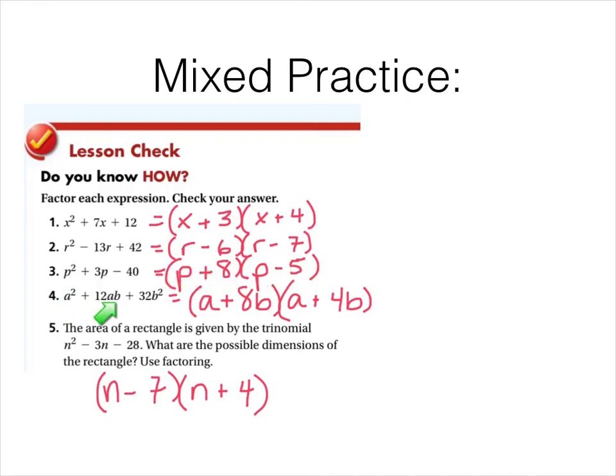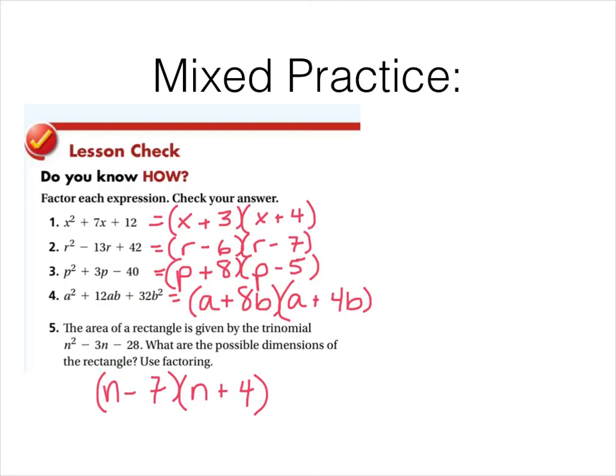Now this one's a little different. Notice that the 32 has a B squared on it. That just means that the constant in each binomial has a B on it. Because then when you multiply outer, you get plus 4AB, and then inner plus 8AB, and that's plus 12AB. And 8 times 4, 32, B times B, B squared. So there's not a lot of difference there. That's all we have to do, tack on that extra variable. Down here, we have factors of negative 28 that add up to negative 3. It's negative 7 and positive 4.